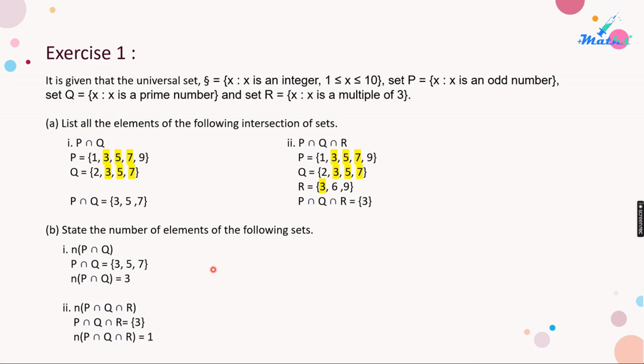B. State the number of elements of the following sets. First, n(P ∩ Q). For P ∩ Q, the common elements are 3, 5, and 7, so n(P ∩ Q) equals 3 because there are 3 elements. Next, n(P ∩ Q ∩ R). For sets P, Q, and R, the common element is 3. So n(P ∩ Q ∩ R) equals 1.